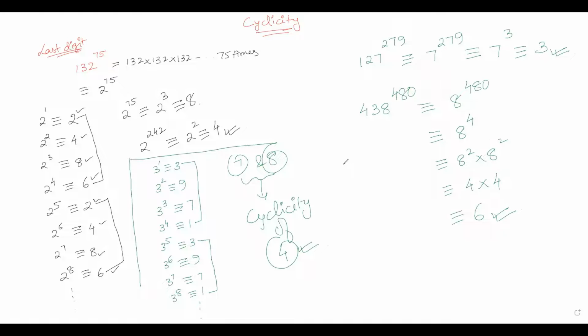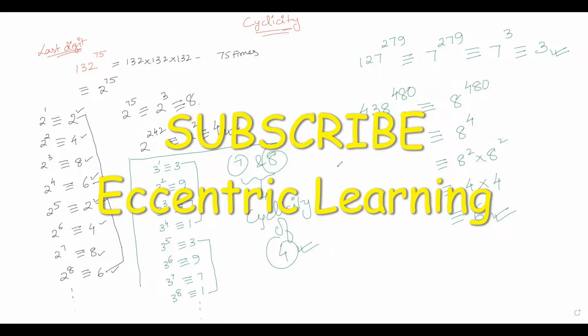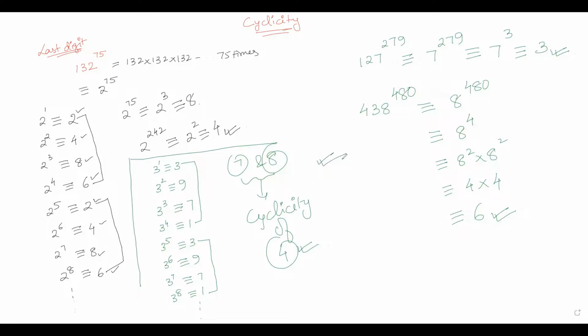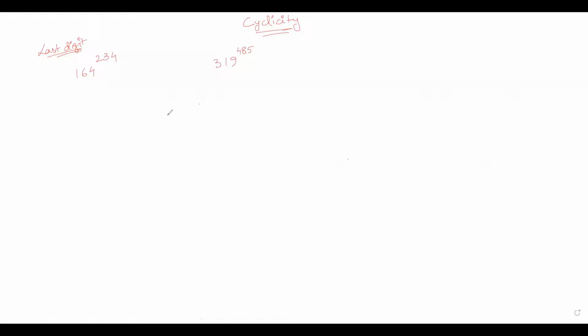So the higher powers of numbers ending with 2, 3, 7 or 8 has a cyclicity of 4. So we can simply apply this to find the last digit. Now let us see the last digit of the higher powers of numbers ending with 4 and 9. So let us start with the last digit of a number ending with 4.